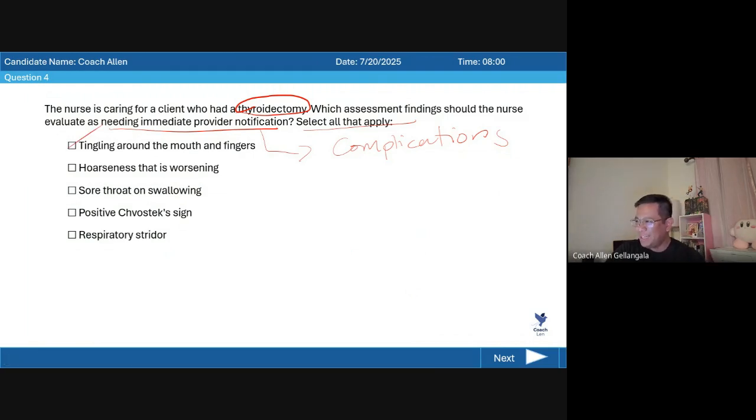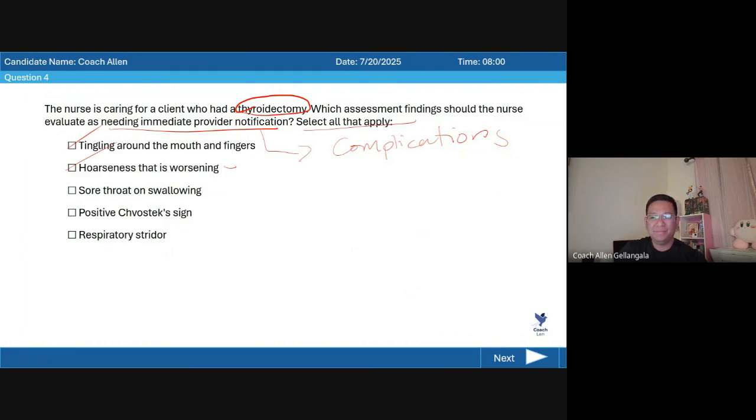Hoarseness that is worsening. If you had a surgery in the throat and there is a sudden hoarseness of the voice, that is an indication of inflammation of the area. Okay, so there could be fluid accumulation. So what are we going to do? Elevate it to the provider, because hoarseness of the voice is an inflammatory reaction that could cause closure of your airways.